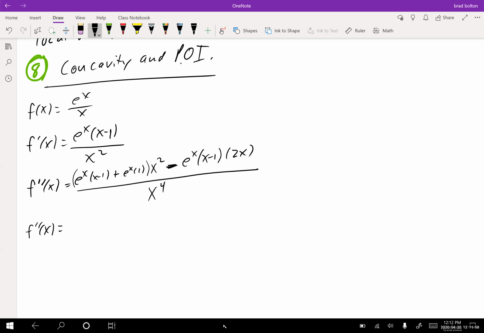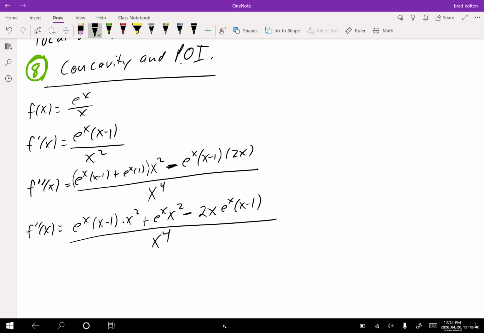Okay, so now we have, let's see, this will be e to the x. You know what, I think I can factor an x minus 1 and an x out. So I'm going to factor out an x minus 1 and an x. No, you know what, I better not cheat like that. Okay, so this will be e to the x times (x minus 1) times x squared plus e to the x times x squared minus e to the x. You know what, let's do 2x e to the x, (x minus 1), all over x to the 4th.